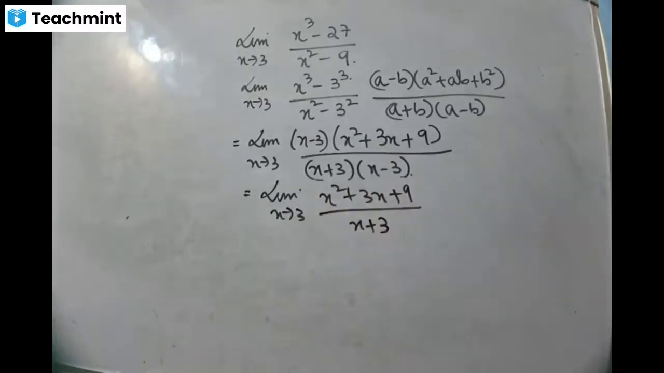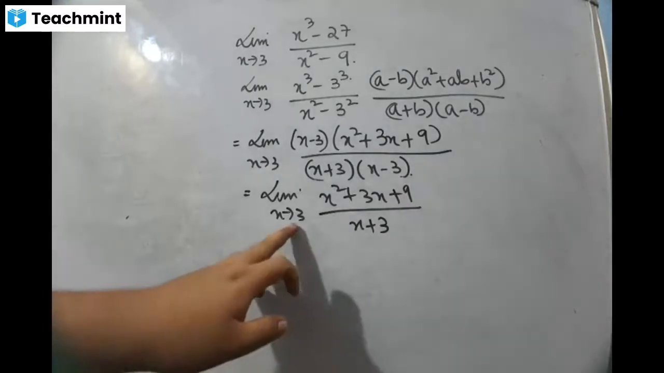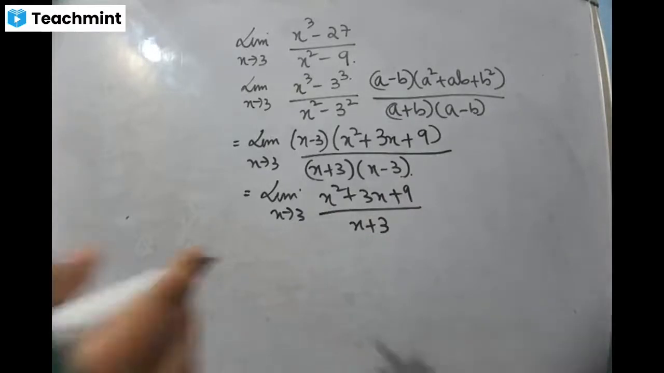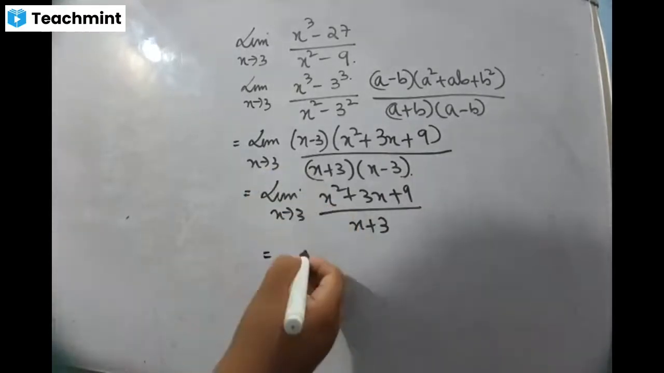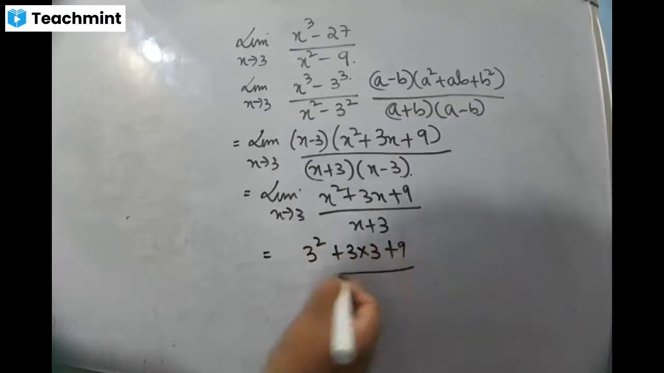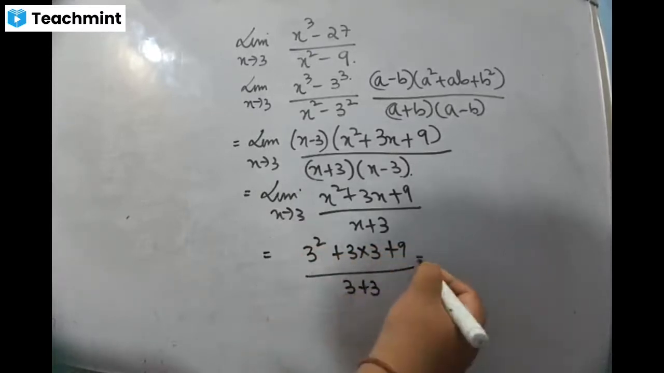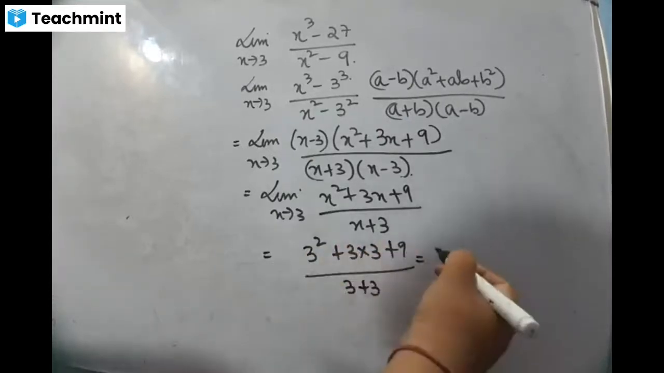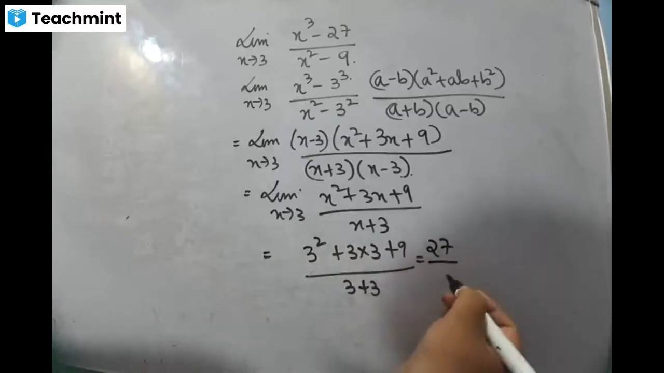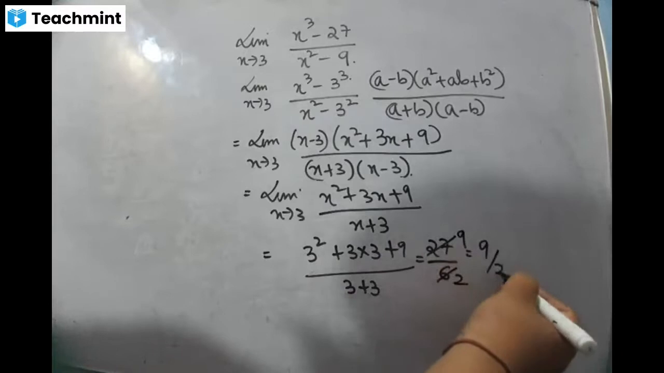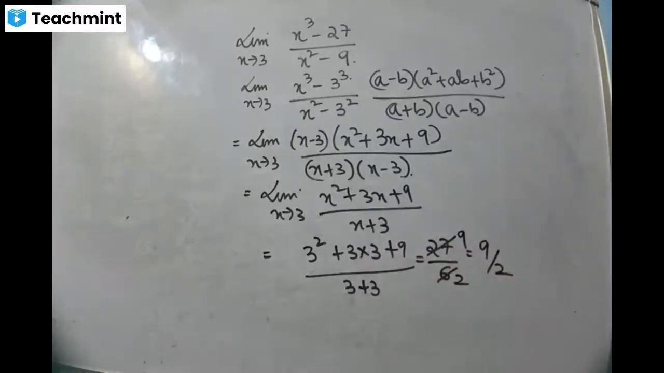Now you can solve this question. Why? Because when you put the value of x as 3, 3 plus 3 is 6, not 0. So we can remove the limit and put the value of x, so it becomes 3 square plus 3 into 3 plus 9 divided by 3 plus 3. So 3 square is 9, 3 threes are 9. 9 plus 9 is 18, 18 plus 9 is 27, divided by 3 plus 3 is 6. So 3 twos are 6, 3 nines are 27. So the value of this particular question is 9 by 2.